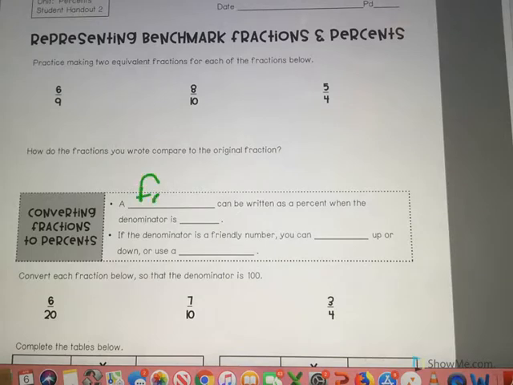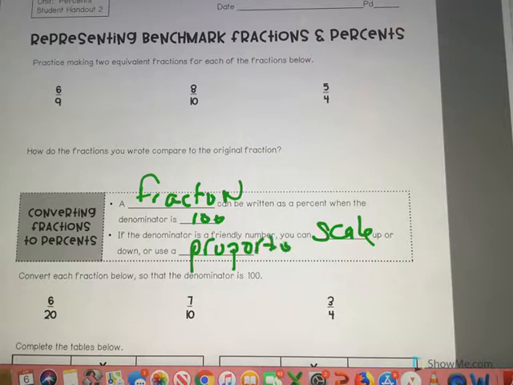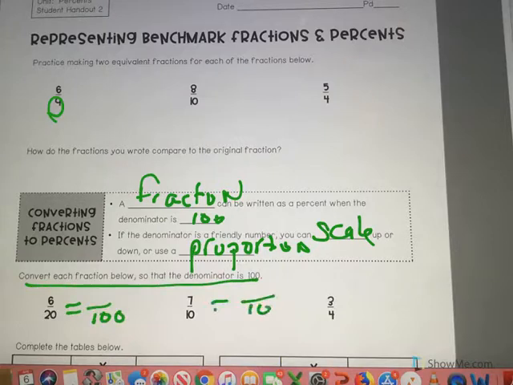Okay, so let's see what goes in here. A fraction, that's what we're looking for here, can be written as a percent when the denominator is, and we all know this, 100. If the denominator is a friendly number, which means it goes in evenly, you can scale up or down using a proportion. And you don't even need it to be exactly right, because you saw that we did it with 9 here, and we're able to scale up and down. So let's convert each fraction with the denominator 100. I'm just going to set it up, and you are actually going to do it for homework.